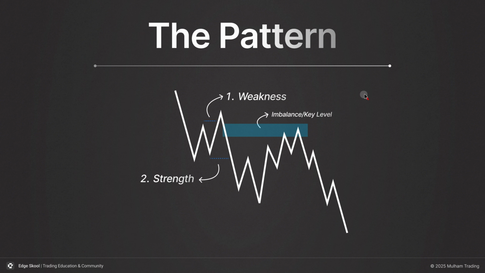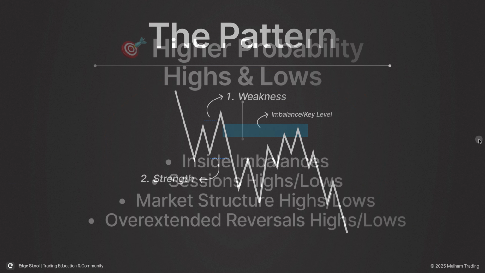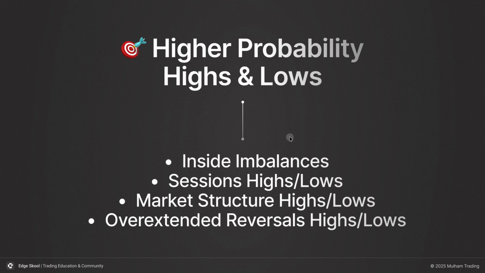So the first step is looking for this context in your chart. Weakness, strength, imbalance created. Now, to focus on higher probability highs and lows, we want to look for highs and lows that are inside imbalances or maybe near imbalances. We're going to be also looking at session highs and lows. We're going to be looking at market structure highs and lows that are part of the pattern that we've talked about. And we're going to be looking at overextended reversal highs and lows. These are levels, or highs and lows, that you can look at.